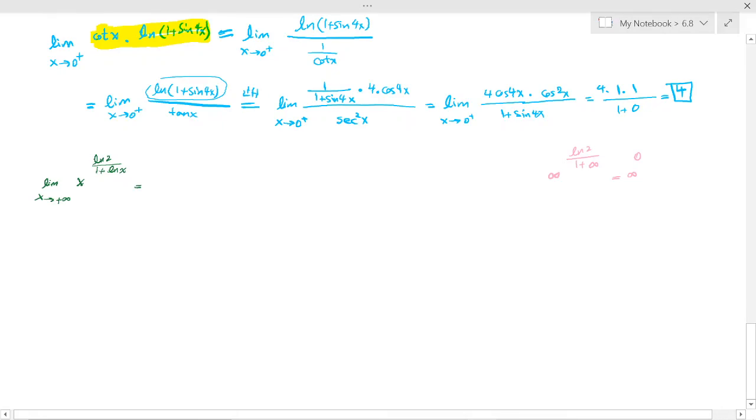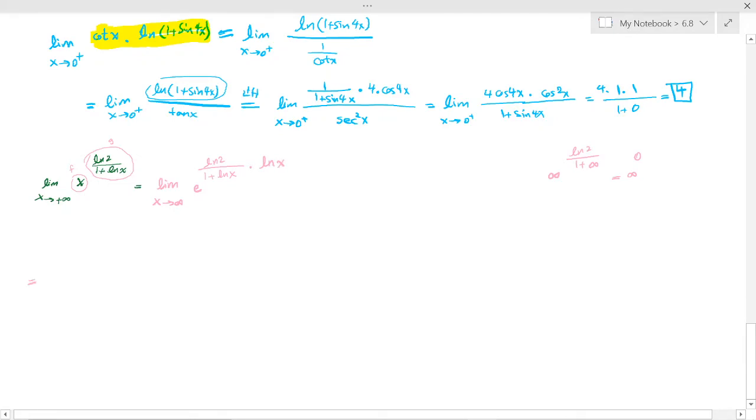ln 2 is a number. 1 divided by that number divided by infinity is a small number, so approaching 0. That's why we have infinity to the power 0. So what do we do? Again, we write this as the limit as x approaches infinity. This was our f function. This is the g function. So we write it as e to the power g function, ln 2 divided by 1 plus ln x, multiplied by ln of the f function, ln x.